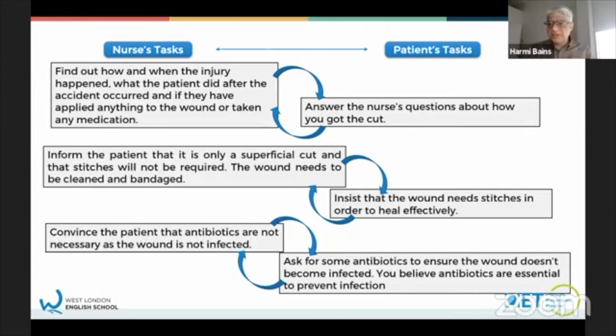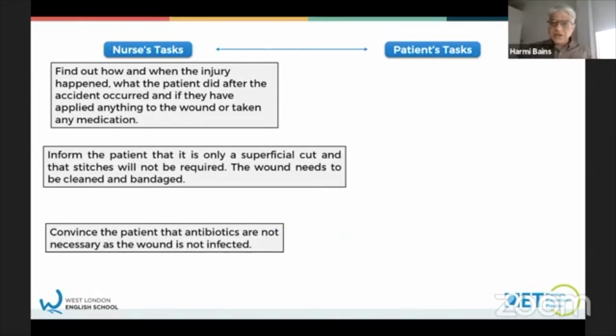The problem is in the exam, you can't see the patient's tasks. You don't know what the patient is going to say. This is all you see. You only have your card. And that's why it's so important to listen to the patient, because depending on what the patient says, that really determines your next step. You're not sure what you're going to say until the patient has said something to you.